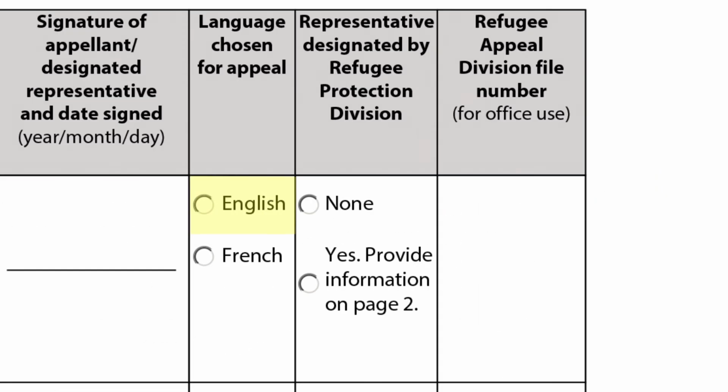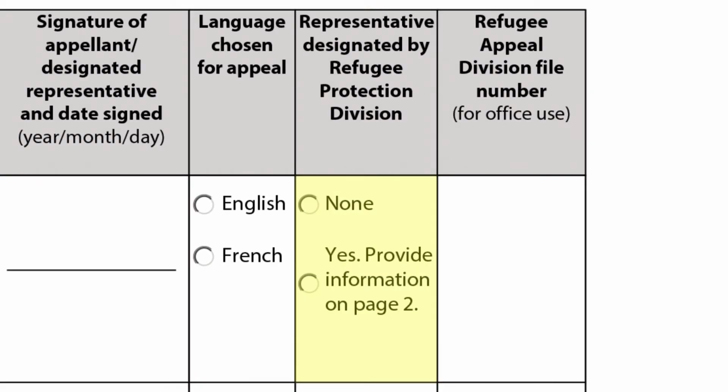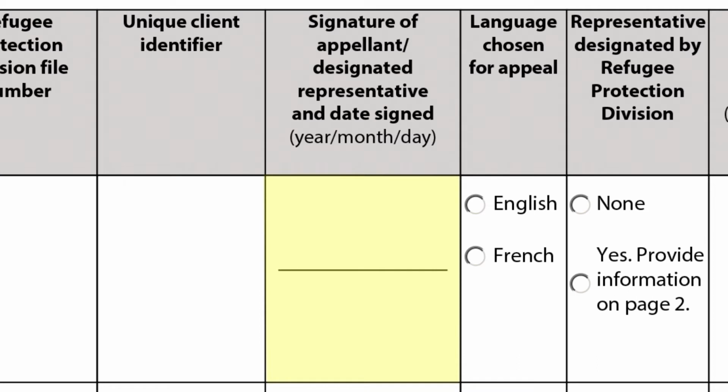You must choose English or French as the language of the appeal. Was there a designated representative when you had your hearing at the RPD? If the RPD designated a representative, that designation will normally continue for your RAD appeal. If there are children in a case, then usually one of the parents is the designated representative. Each appellant and designated representative must sign and date the Notice of Appeal.